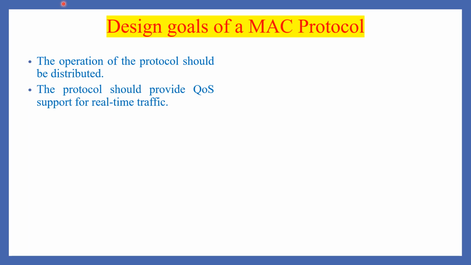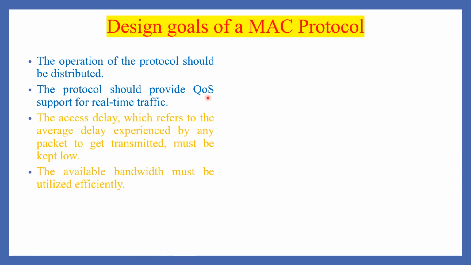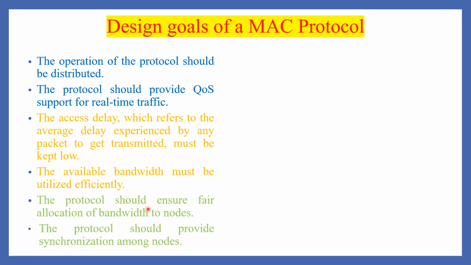So altogether, to put it as a summary of design goals of MAC protocols, the first and foremost that comes into picture is the operation of the protocol. Any protocol we are going to design should be a distributed one. The protocol should provide quality of service, support for real-time traffic. The access delay, which refers to the average delay experienced by any packet to get transmitted, must be kept low. Access delay should be low, simply speaking. The available bandwidth must be utilized efficiently. The protocol also should ensure fair allocation of bandwidth to nodes.